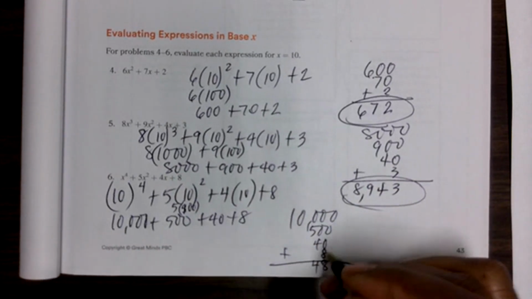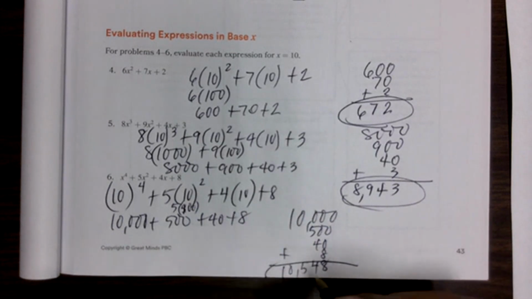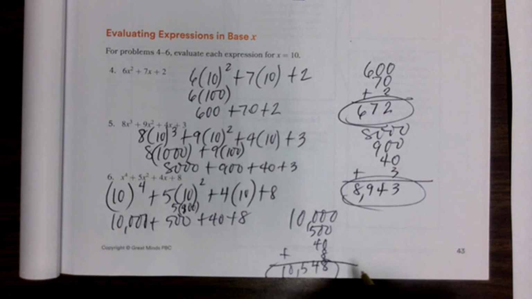8, 4, 5, 0, and my 1. So I have 10,548 for number 6.